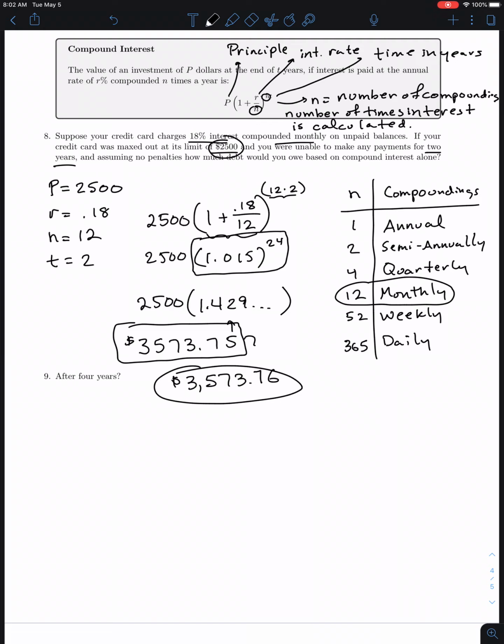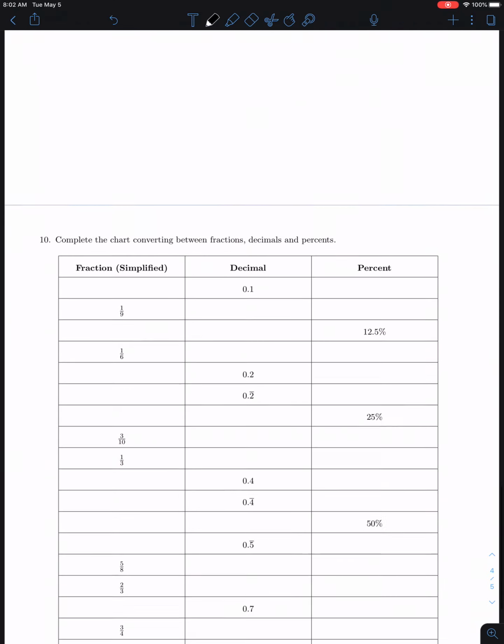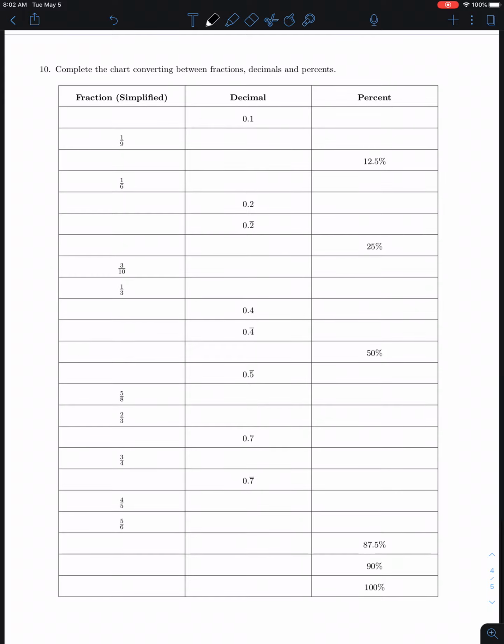So you can see how interest can add up really fast, and that's why you have to be careful with credit cards and debts. The last page is just a bunch of practice problems on moving things from fractions to decimals and so on. So again, I'll leave that for you to practice.